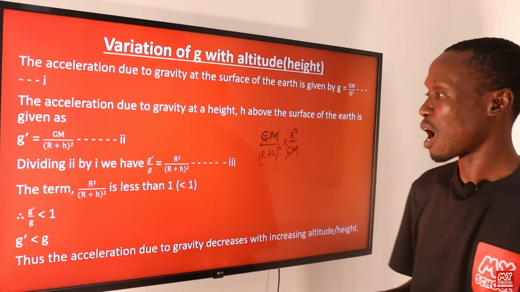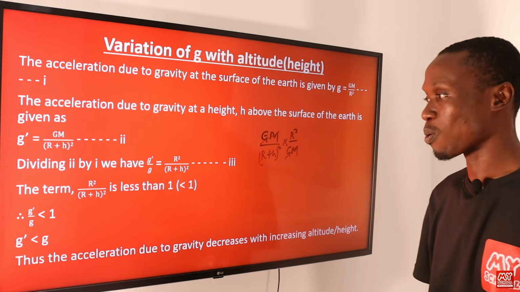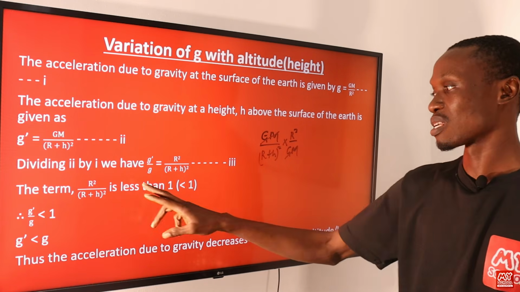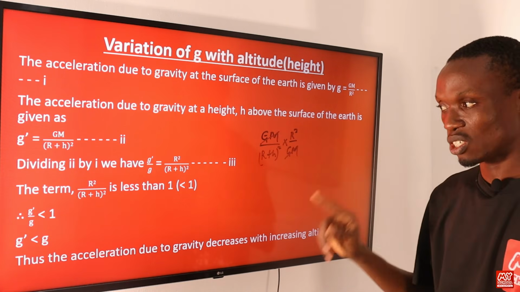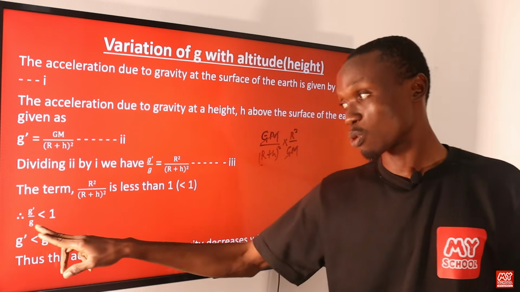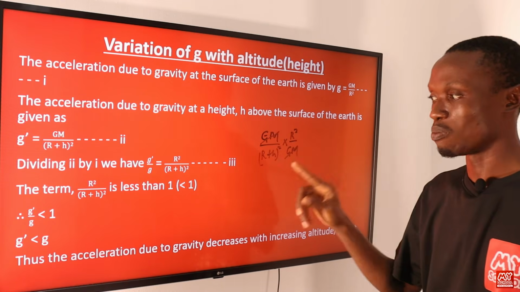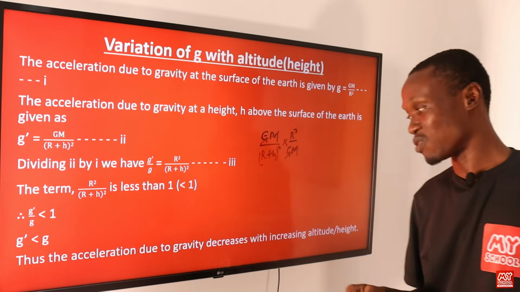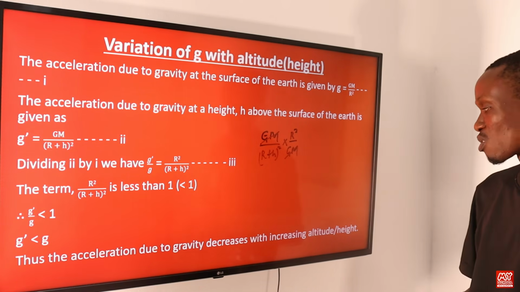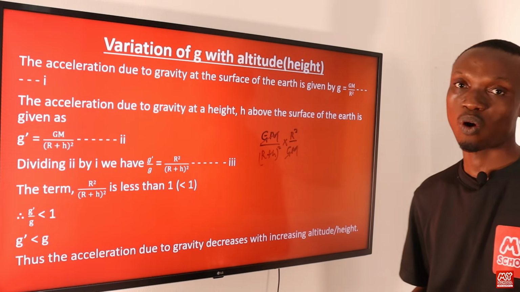So the term R squared all over (R plus h) squared is less than 1. Therefore g prime over g is less than 1. If we cross multiply, we'll be having g prime is less than g. So this means that the acceleration due to gravity decreases with increasing altitude or height.